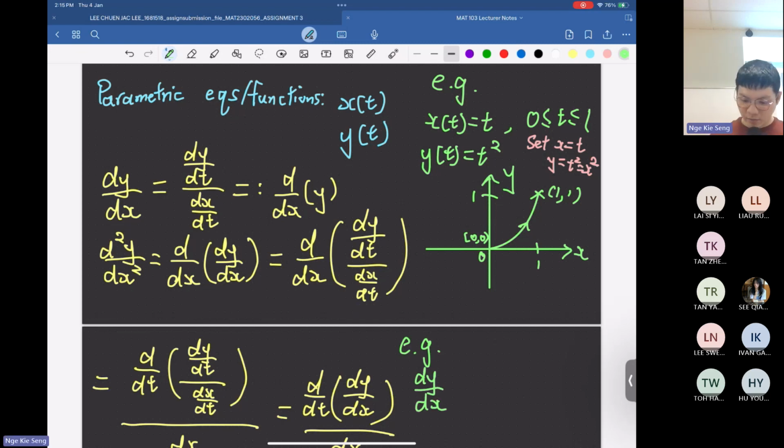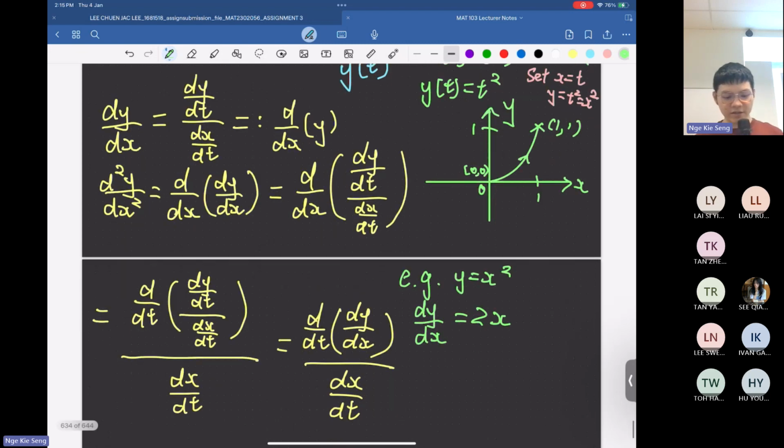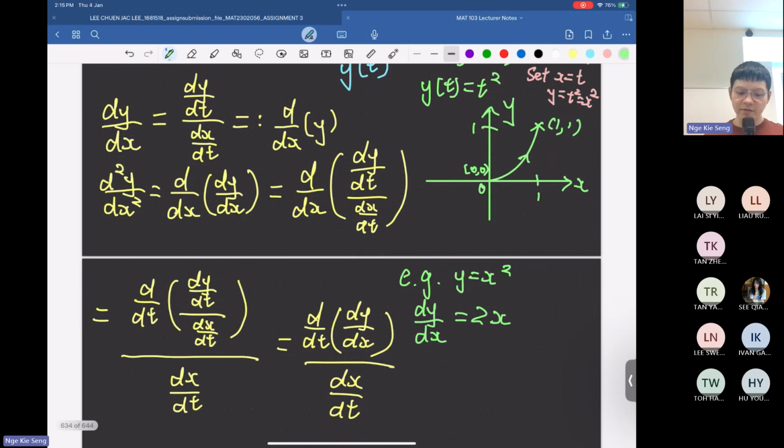Okay, we know that y equals x squared. So dy/dx is just 2x. But like what I said just now, I can compute this 2x in a different way. I can use the chain rule to compute dy/dx using dy/dt over dx/dt. So let's prove this.